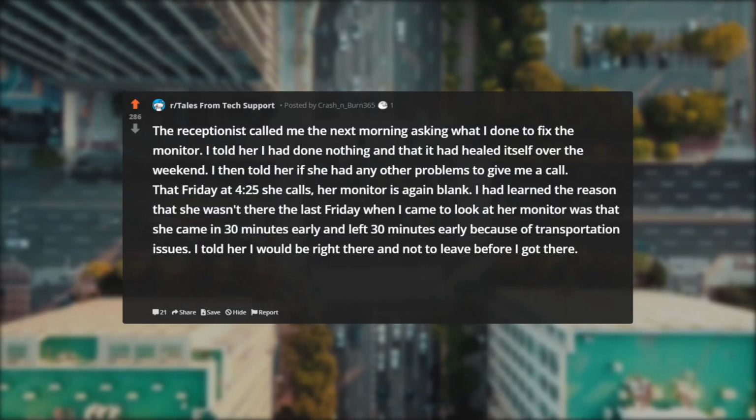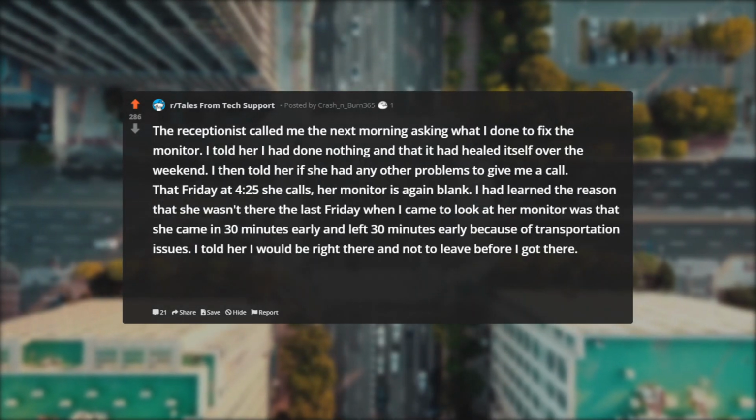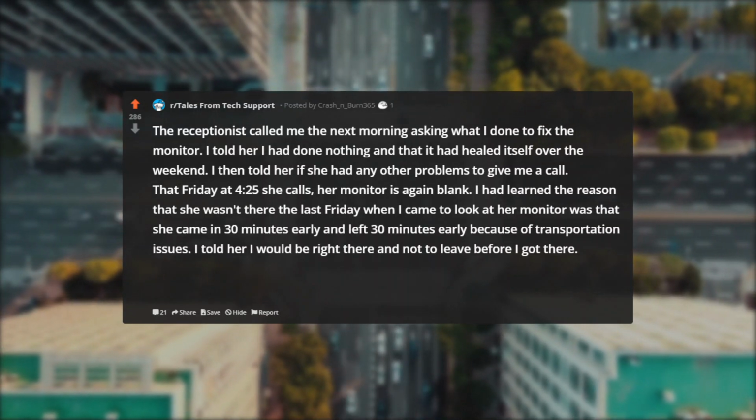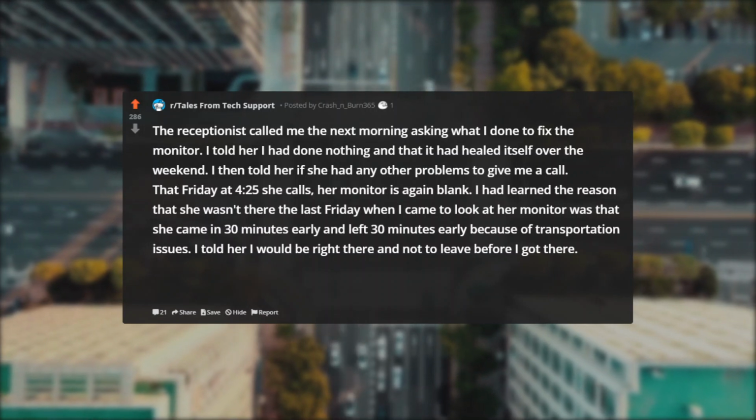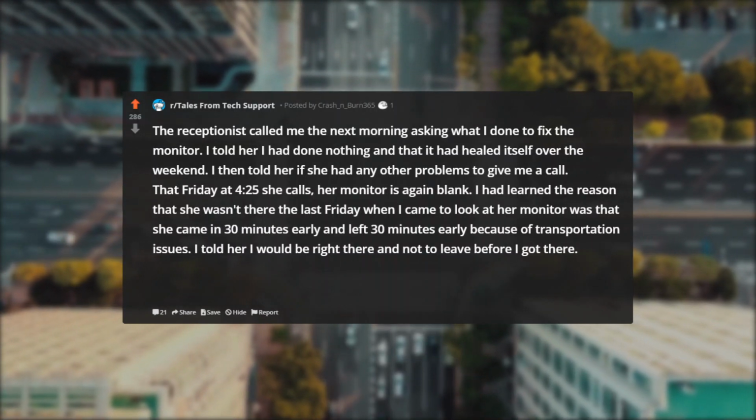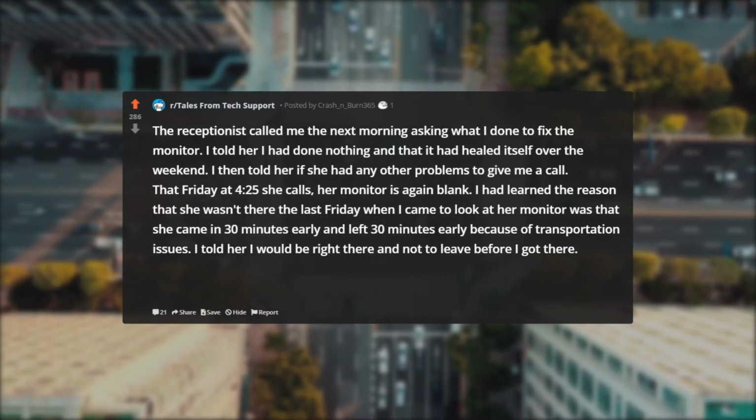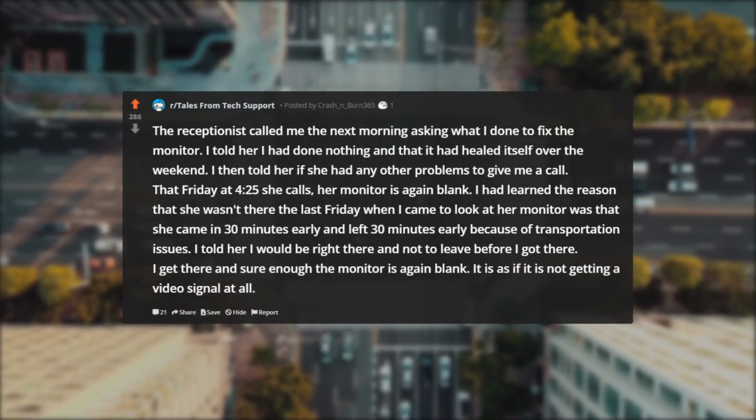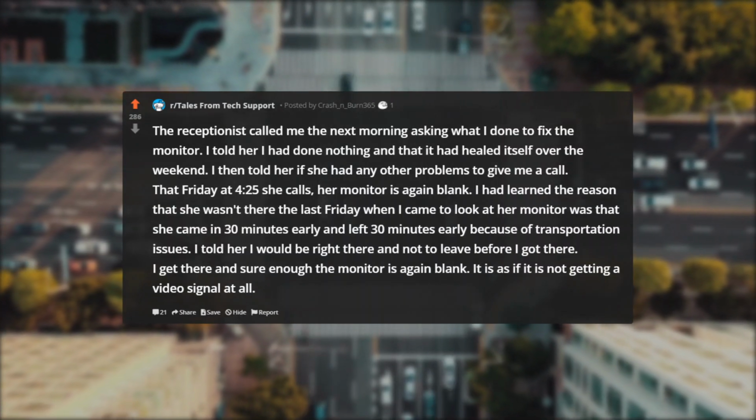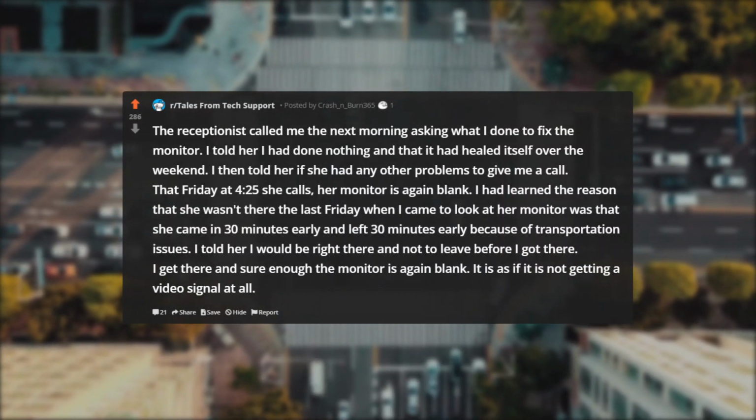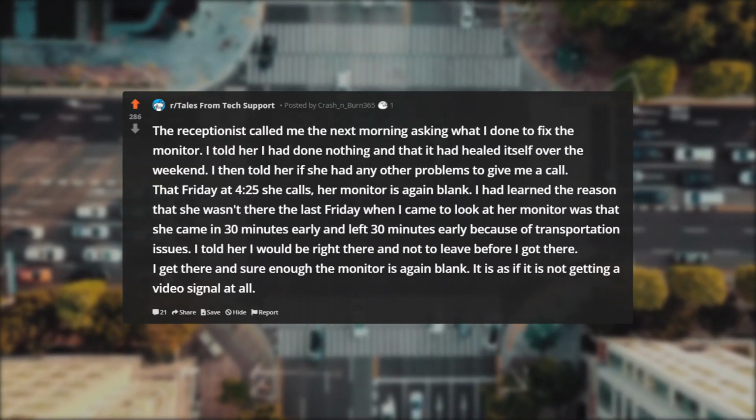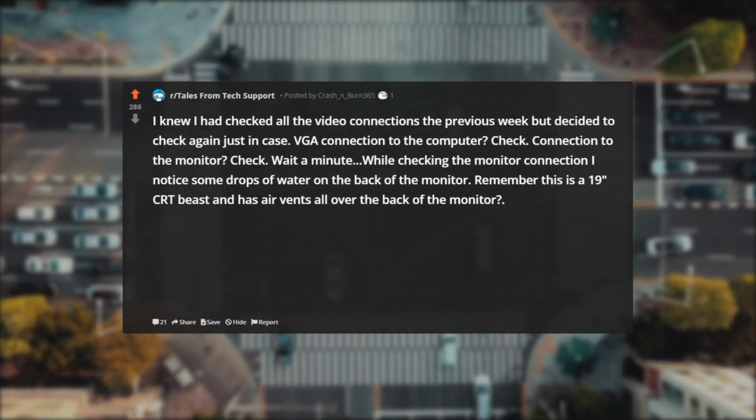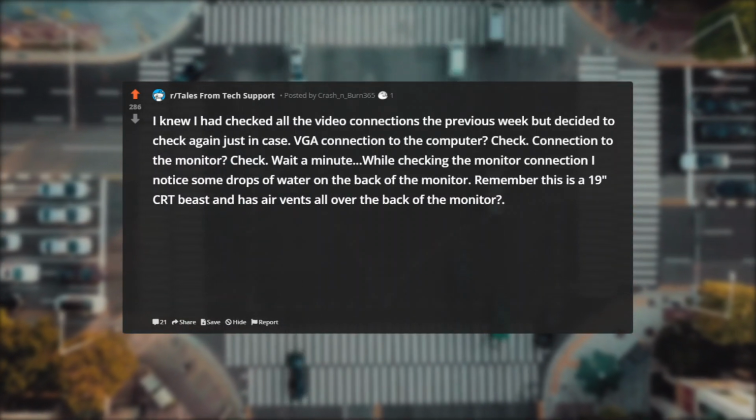That Friday at 4:25 she calls, her monitor is again blank. I had learned the reason that she wasn't there the last Friday when I came to look at her monitor was that she came in 30 minutes early and left 30 minutes early because of transportation issues. I told her I would be right there and not to leave before I got there. I get there and sure enough the monitor is again blank. It is as if it is not getting a video signal at all.